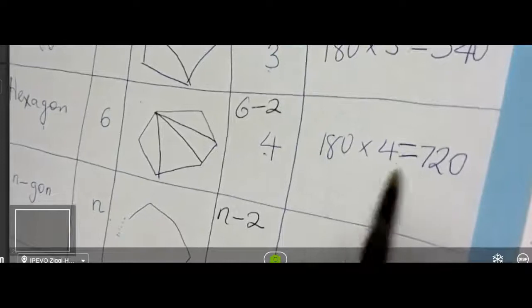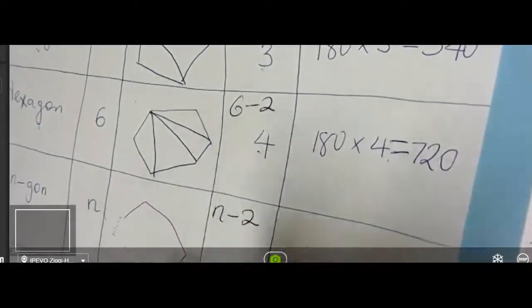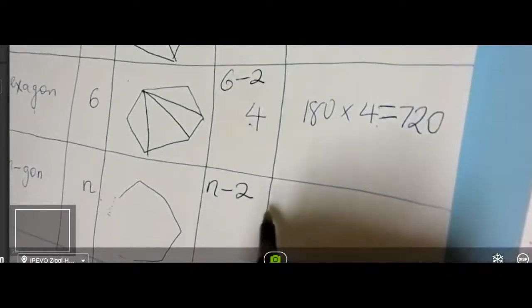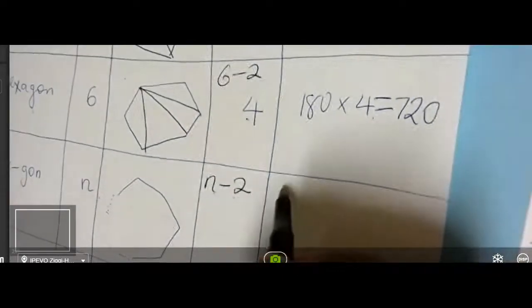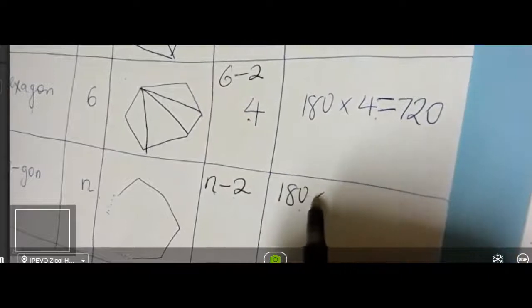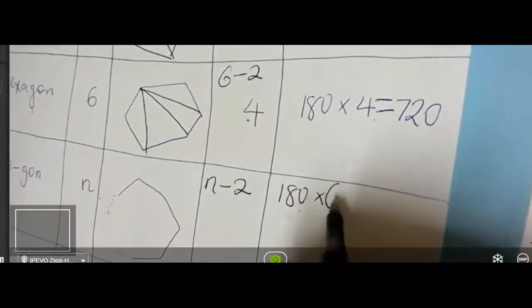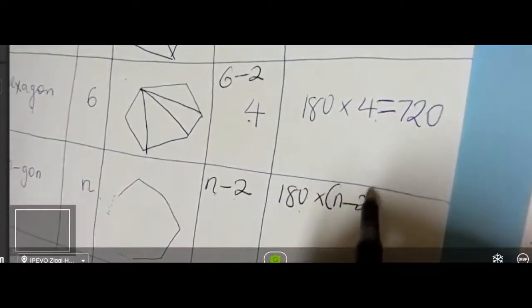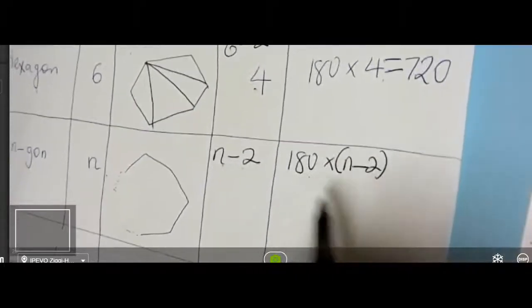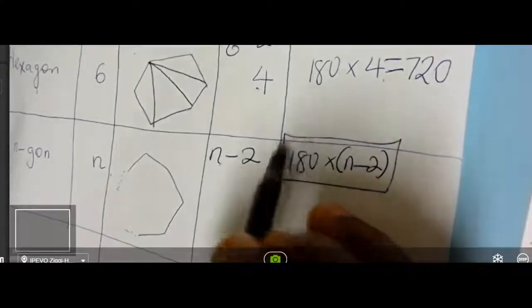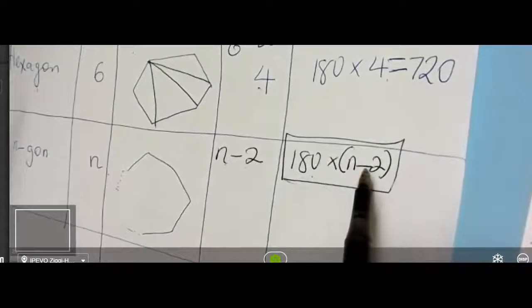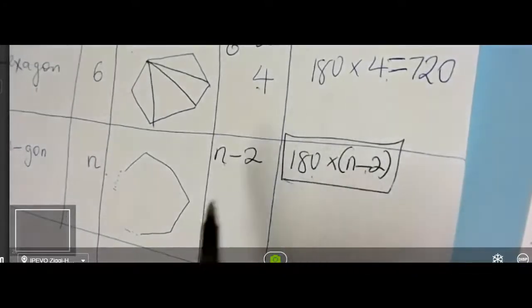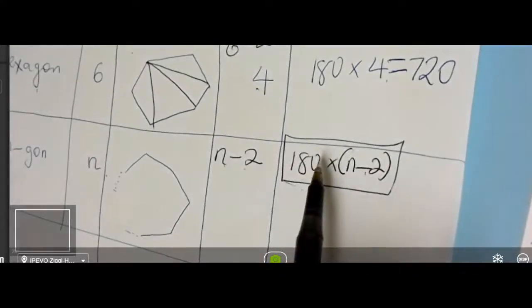So to find the sum, since we are multiplying 180 by all these numbers, the sum of the interior angles of an n-gon is going to be 180 times n minus 2. Okay, n minus 2. So that's how we come up with that formula for finding the sum of angles of a polygon. Okay, we're going to use that to solve problems now.